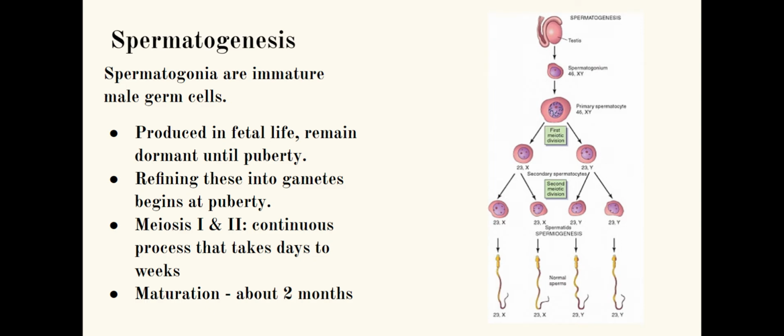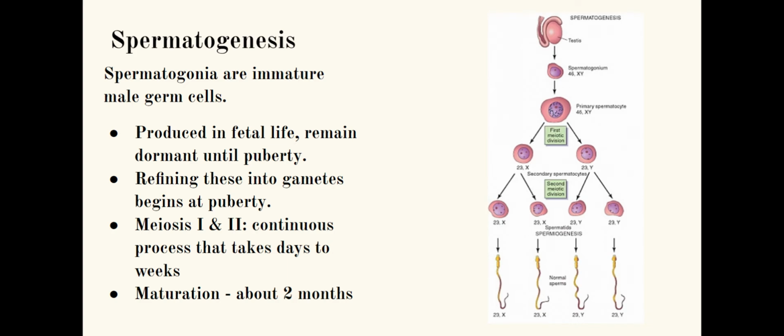Spermatogonia are immature male germ cells. They are produced when your baby boy is a fetus, and they remain dormant. They stay these little immature germ cells not doing anything until puberty. Then they go through a rapid period of change. There's a lot of mitotic division, where you make more diploid cells with 46 chromosomes just to increase the number so that you have more cells going through meiosis. It takes a lot of sperm to match that one egg. So men have to make a lot of them.